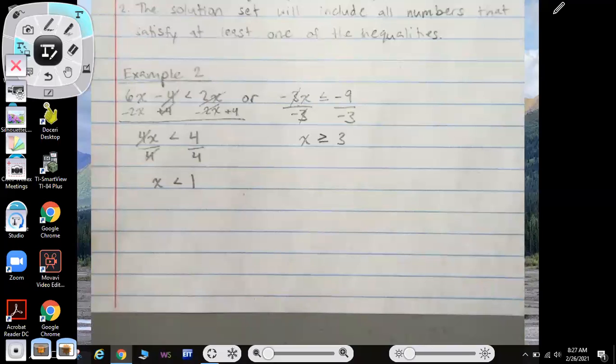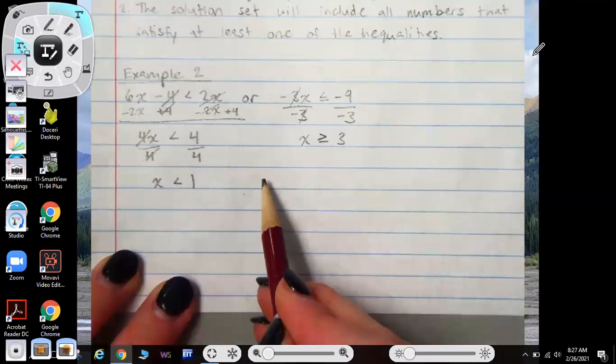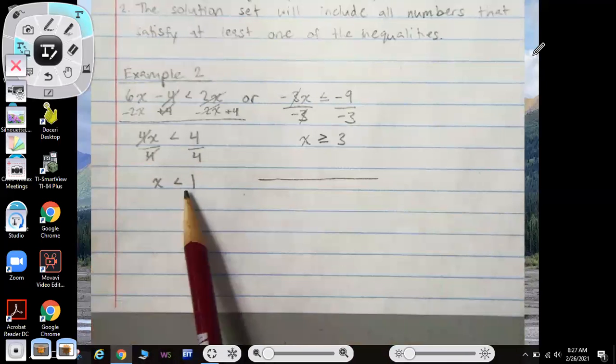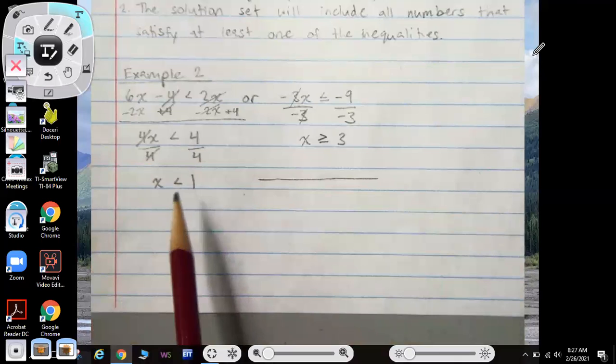We're going to write our solution in interval notation, and we're also going to draw a graph. So we're going to show our solution on a number line as well. And I think that drawing the graph first actually helps you write the interval notation. So let's draw the number line first. On our number line, we're going to have a 1 and a 3.